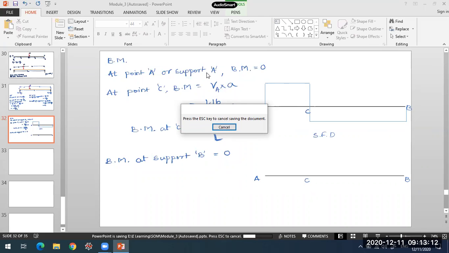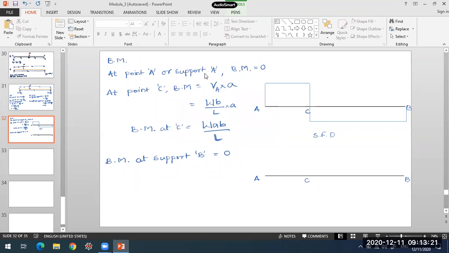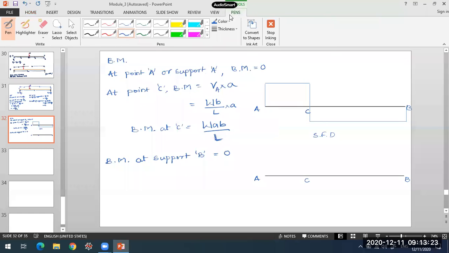And in this portion, AC, the shear force is positive, W into B by L. Whereas in portion CB, once you cross that concentrated load, the shear force is having a negative value of minus W into A by L. So this will be our positive shear force and the negative shear force. It indicates the nature of the shear force, how the shear force is varying. Okay, so this is the shear force diagram.